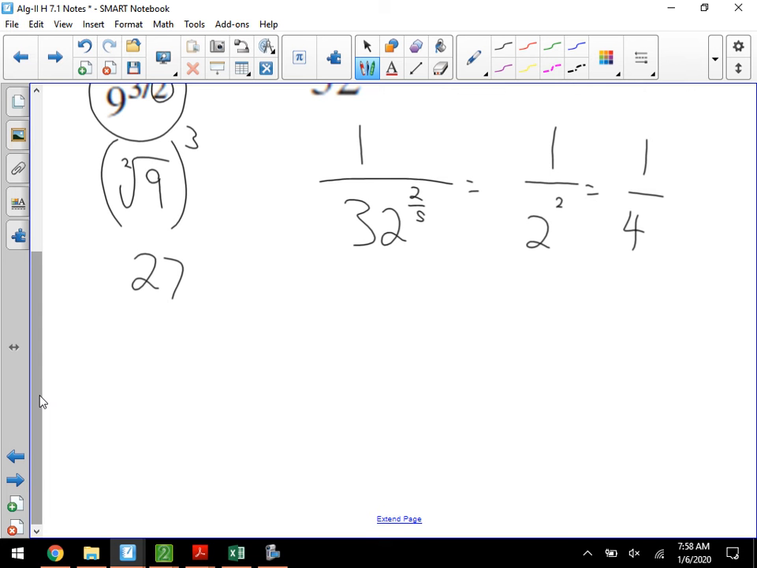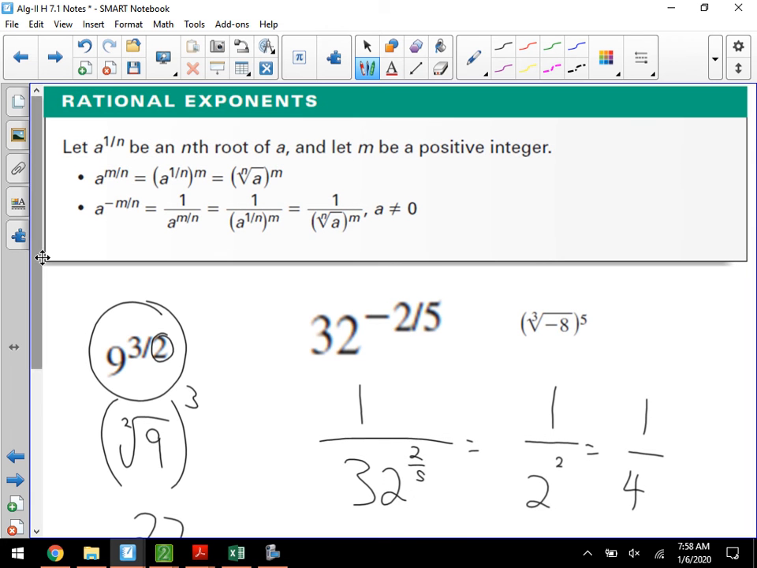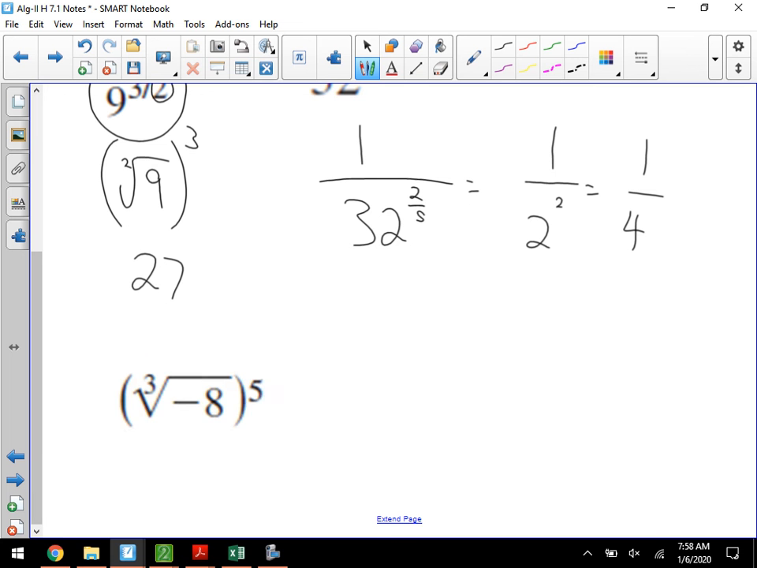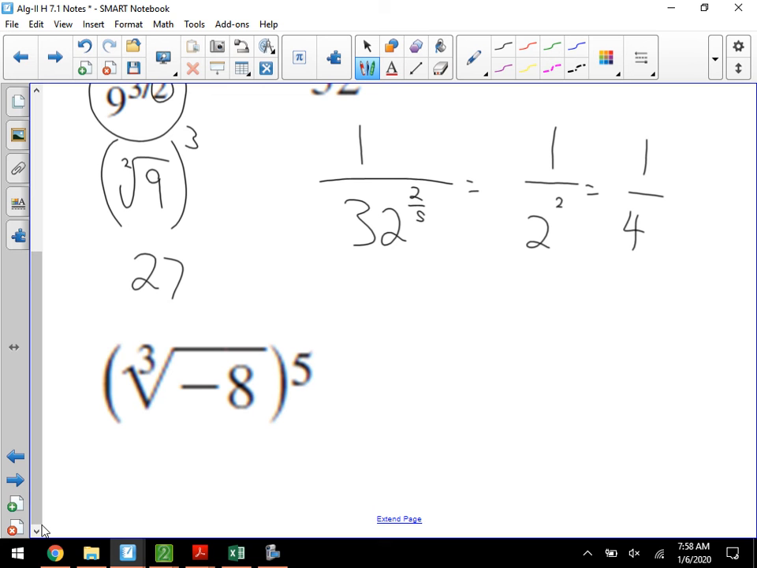And the last one that we had on here was the cube root of -8 to the 5th. Well, what's the cube root of -8? -2. And then, what's -2 to the 5th? 100? No. What was the 5th root of 32? 2. So 2 to the 5th would be 32, but then we have to throw the negative in there, so it's going to be equal to -32.